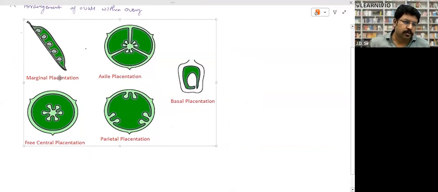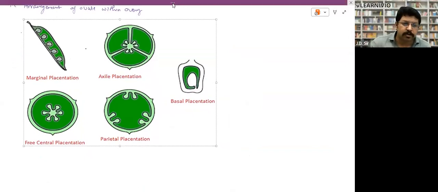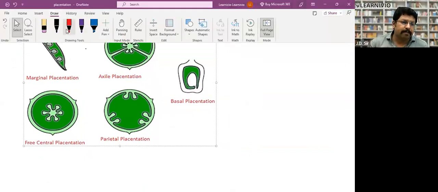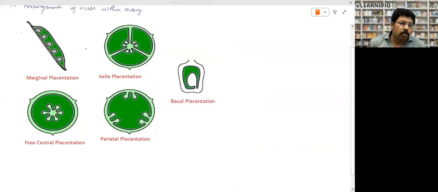Look, this is the marginal placentation. In pea, you must have seen. So, what is happening in marginal placentation? What is the pea pod? A pea pod is just an ovary, right? The ovary gets converted into fruit, right? And the seeds inside are just the ovules, right?